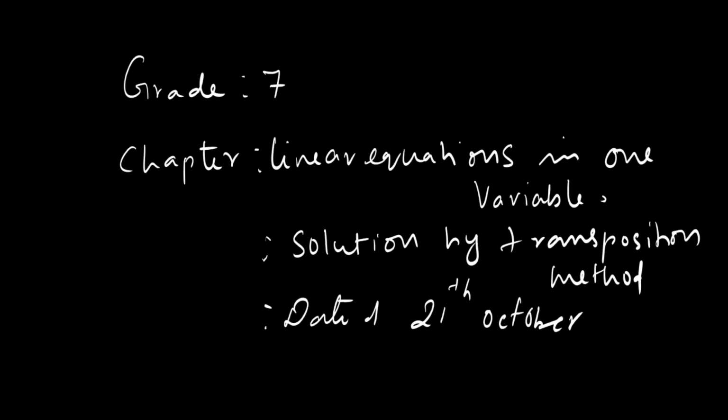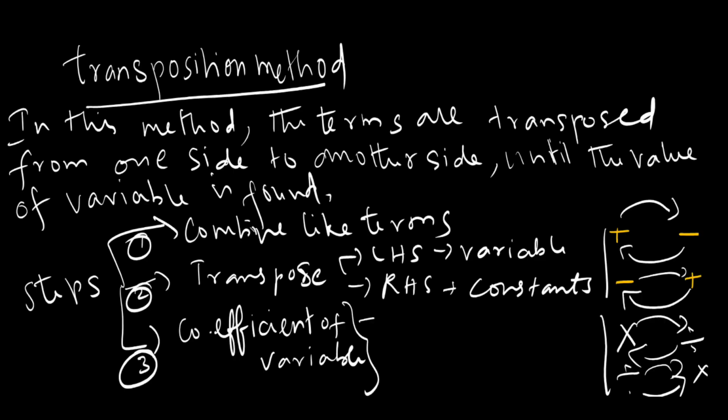Today we will see the transposition method. The transposition method is very simple. Compared to the previous two methods, this is the method we usually follow. In this method, the terms are transposed from one side to another side until the value of the variable is obtained. So, three methods also. Our aim is to find out the value of the variable.